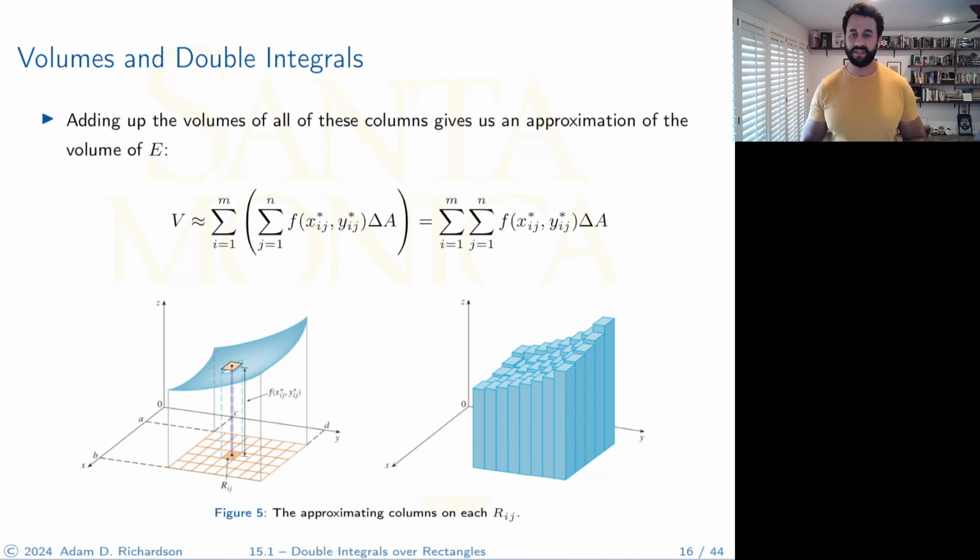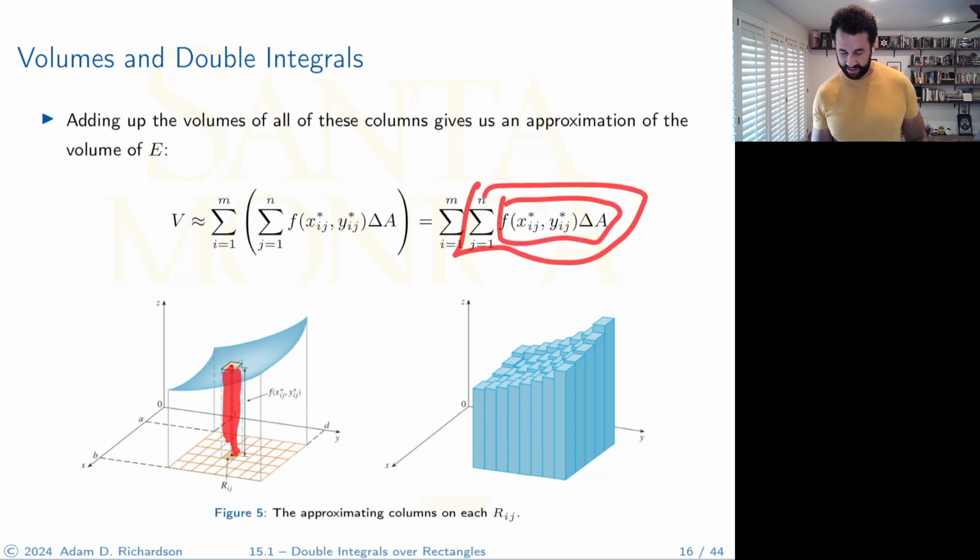Okay, now let me say it out loud. Let's start here. x sub i j star, y sub i j star is the sample point taken in rectangle R sub i j. What is f of that? f is the height of the rectangular column, or just the height of the function. What's delta A? That's the area of the base. So this is the volume of the column.